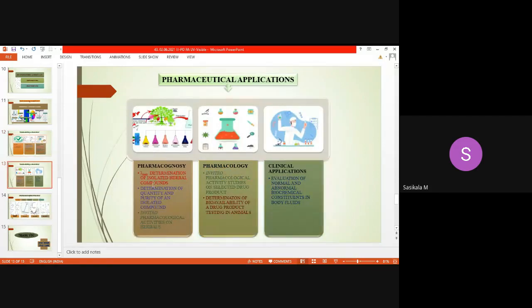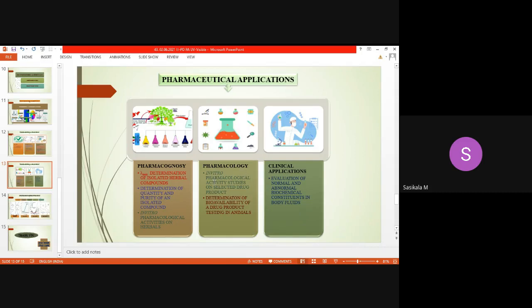Then in the pharmacognosy department, what purpose they will use it for: lambda max determination of isolated herbal compounds. If a single component is isolated through column chromatography, as we have discussed in isolation, that molecule can be determined for lambda max, the maximum absorbance. Then determination of quantity and purity of an isolated compound. Then in vitro pharmacological activities on herbals can be carried out. Then the quantity and purity of the same isolated compound is determined.